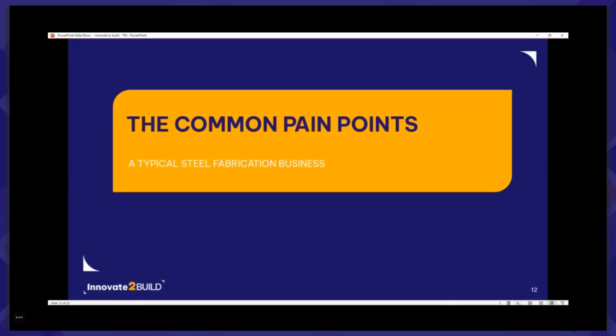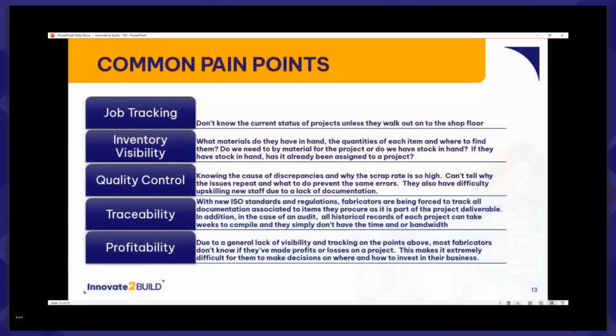Now, what are the common pain points of managing all actions within a steel fabrication shop and, of course, sorting all this data? The common pain points are job tracking, inventory visibility, quality control, traceability, and profitability. These are the 5 main pain points, not only if you don't have a management information system, but they're just the common pain points for any fabrication shop in general.